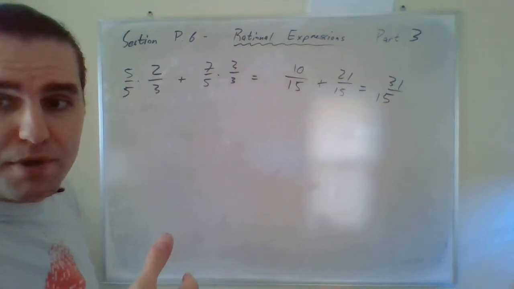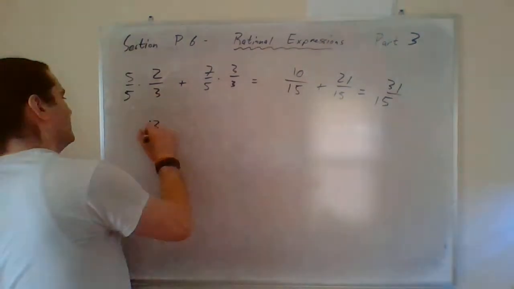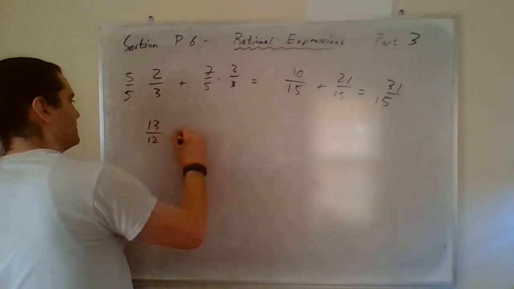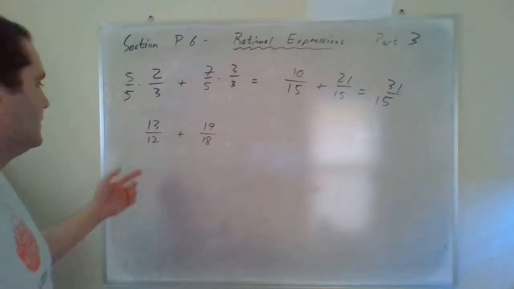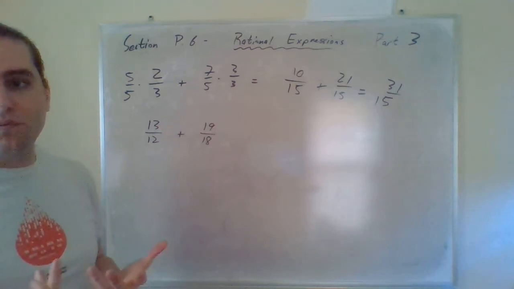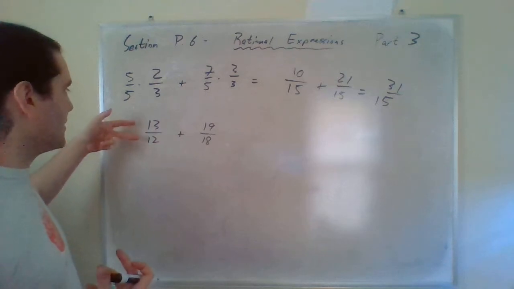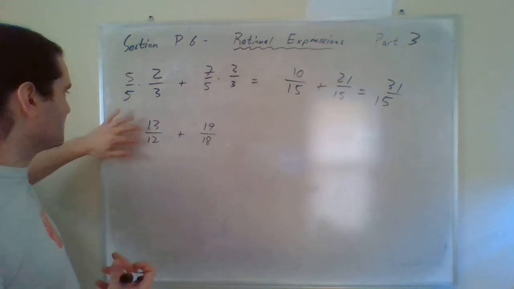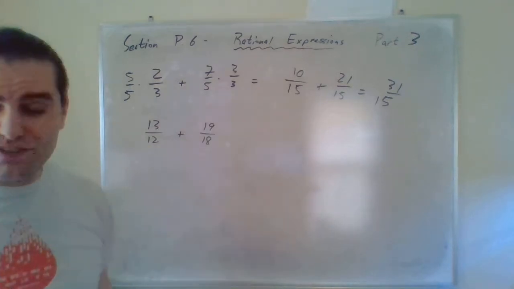Sometimes getting a common denominator is a little more tricky. If you have something like 13/12 plus 19/18, 12 and 18 have common pieces already. So you could still get a common denominator by multiplying them together. Like we could multiply this by 18 over 18, and we could multiply this by 12 over 12. I just don't want to do that.